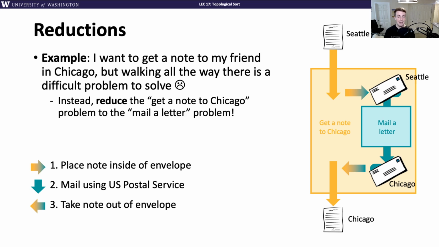So the idea in a reduction is to take this novel problem, this new problem of sending a note from Seattle to Chicago, and reduce it to, in this case, the more general problem of just mailing a letter. So the reduction would operate in a couple of steps. Start with my note from Seattle, and the first step of the reduction is to put it in an envelope. That envelope can act as the input to the mail a letter algorithm, whose implementation might be to use USPS, which I showed here.